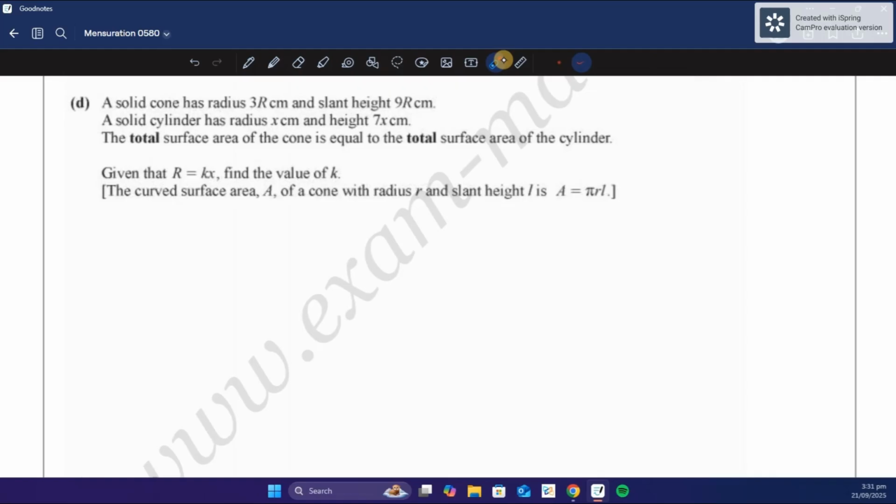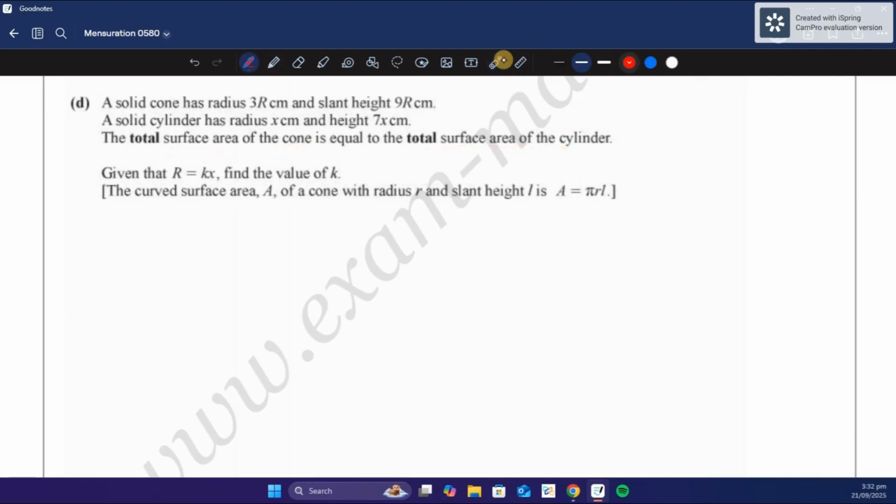So, a solid cone has a radius of 3r and a slant height of 9r. A solid cylinder has a radius of x centimeter and a height of 7x. The total surface area of the cone equals the total surface area of the cylinder. That means we need to equate the two. Equate the surface area of the cone to the surface area of the cylinder.